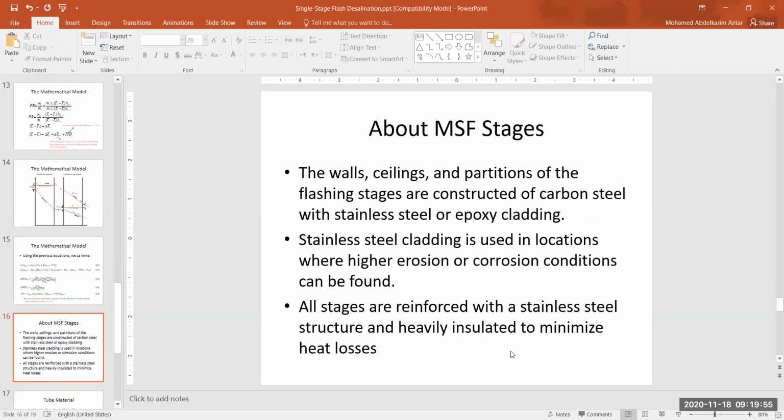The walls, the ceilings, and the partitions of every stage are basically made of carbon steel, which is covered by stainless steel or epoxy cladding. You are talking about seawater. Seawater is corrosive, so you need to protect your material. You cannot build it all from stainless steel, it will be too expensive. So you build the flashing walls, the flashing chamber, from carbon steel, and then you cover it with stainless steel or epoxy coating.